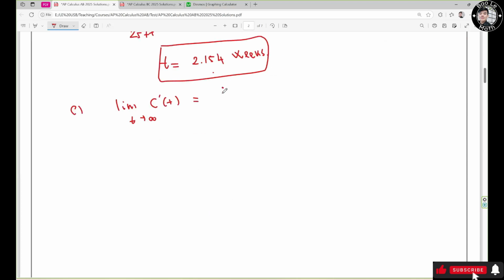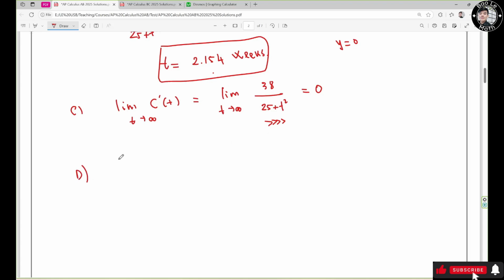It's going to be the limit of the function 38 over 25 plus t squared when t approaches infinity. Now, this is a rational function where the degree of the numerator is less than the degree of the denominator. So this has the horizontal asymptote y equals 0. When t approaches infinity, it approaches the horizontal asymptote, which means 0.